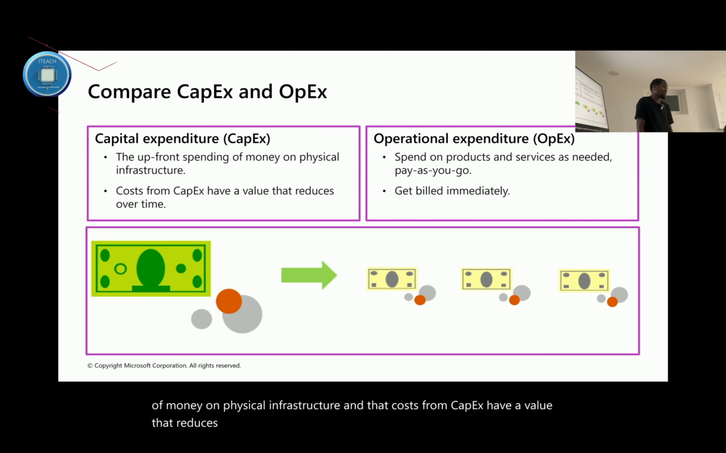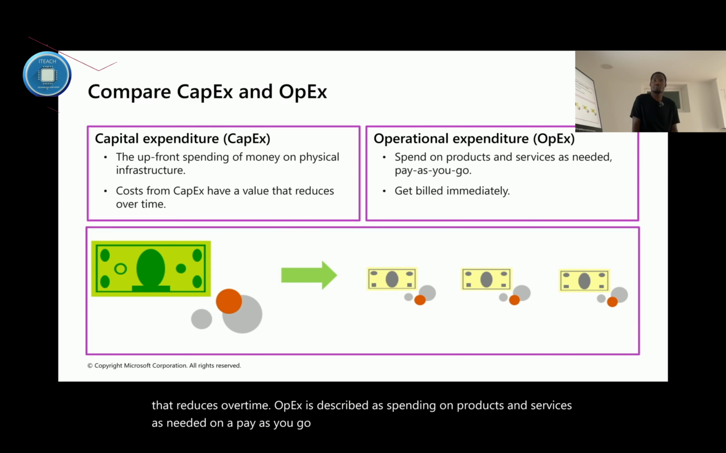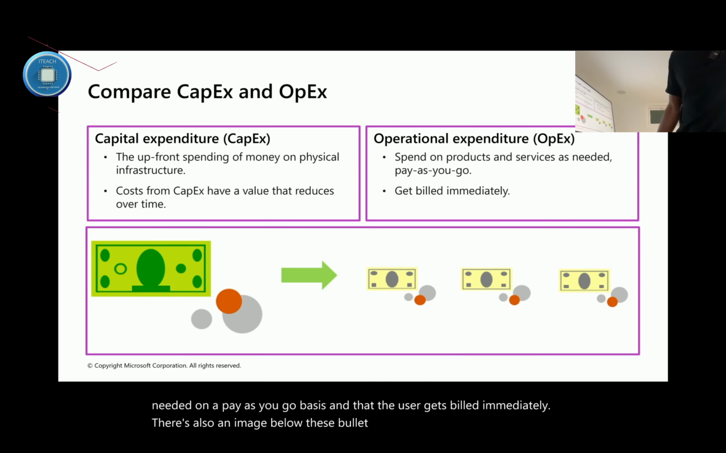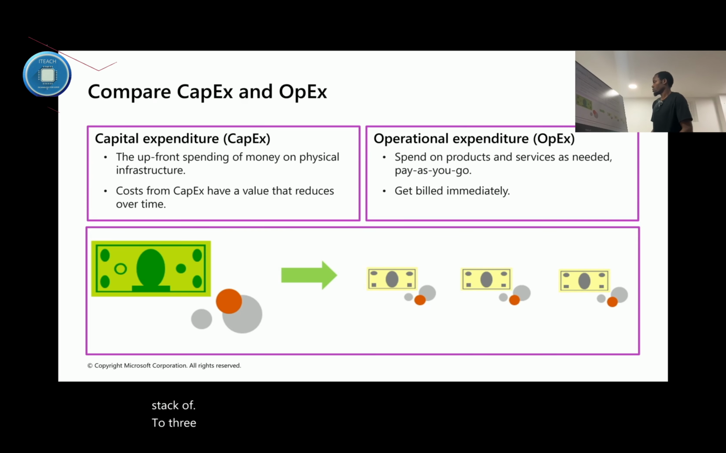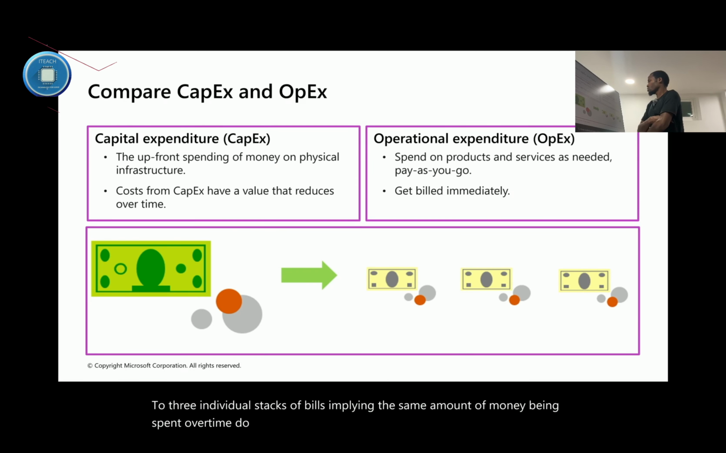OpEx is described as spending on products and services as needed on a pay-as-you-go basis, and that the user gets billed immediately. There is also an image below these bullet points that is an arrow going from a stack of bills to 3 individual stacks of bills, implying the same amount of money being spent over time. Do you need more details on the slide?